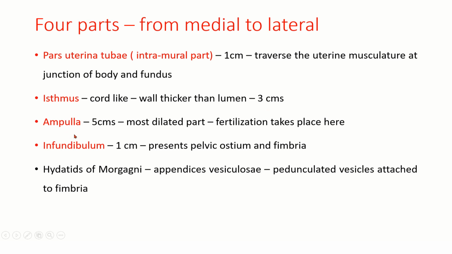The continuation of the isthmus is the ampulla, 5 centimeters long, the most dilated part, where fertilization takes place, and ectopic pregnancy also commonly lies in the ampulla. Ectopic pregnancy is pregnancy outside the uterine cavity. The most common location is the ampulla of the uterine tube. Then the infundibulum, the lateralmost part, 1 centimeter, presents the pelvic ostium and fimbria as described earlier. Close to this end, there are certain pedunculated vesicles attached to the fimbria. These are called appendices vesiculosae, otherwise called hydatids of Morgagni.